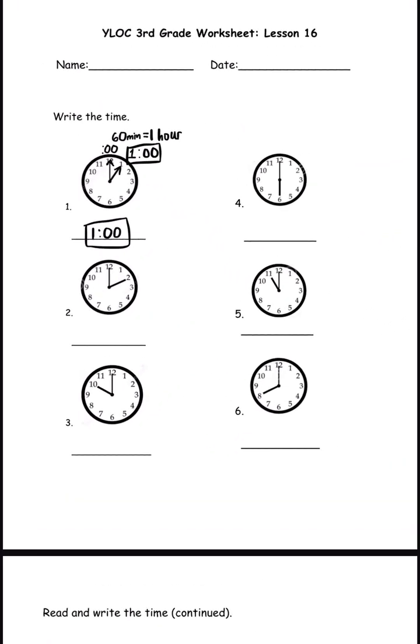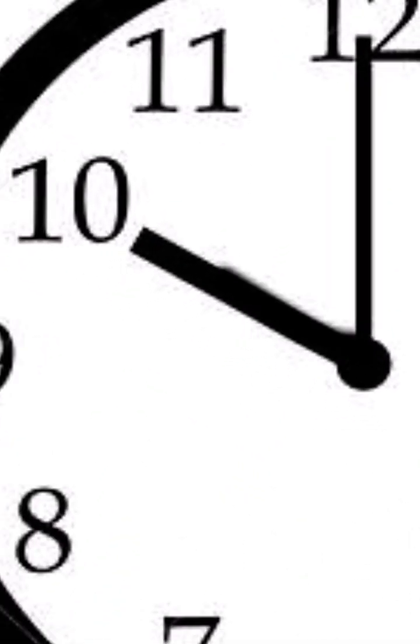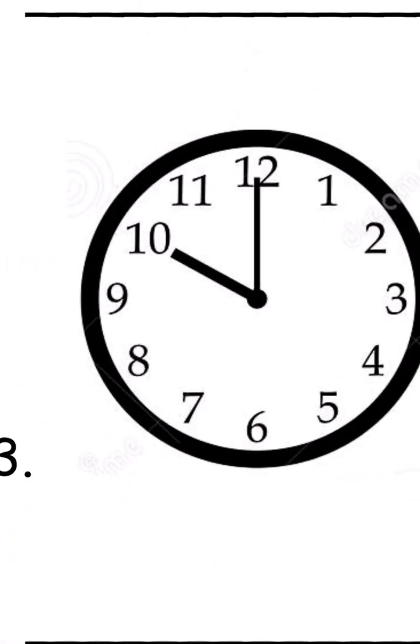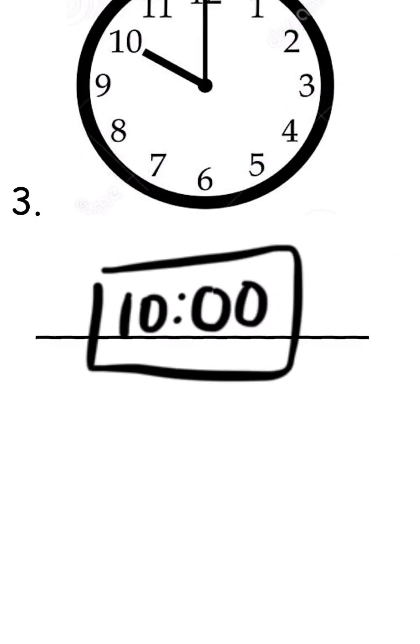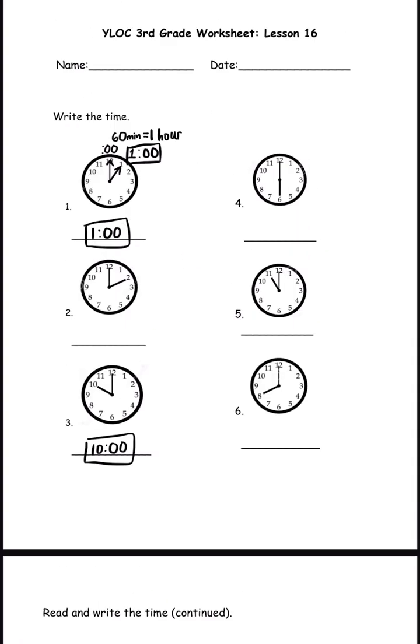Let's look at number 3. For this one, it's also pointing at 12. So if it's pointing at 12, it means this hour became 10. So that means it's going to be 10 o'clock. And let's look at number 5.